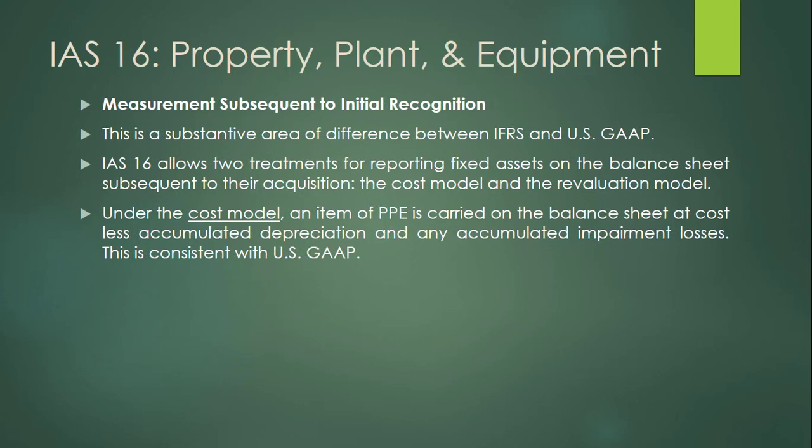Now, for measurement subsequent to initial recognition, please note that this is a substantive area of difference between IFRS and US GAAP. IAS 16 allows two treatments for reporting fixed assets on the balance sheet subsequent to their acquisition: the cost model and the revaluation model. Under the cost model, an item of property, plant, and equipment is carried on the balance sheet at cost, less accumulated depreciation, and any accumulated impairment losses. So this model is consistent with US GAAP.